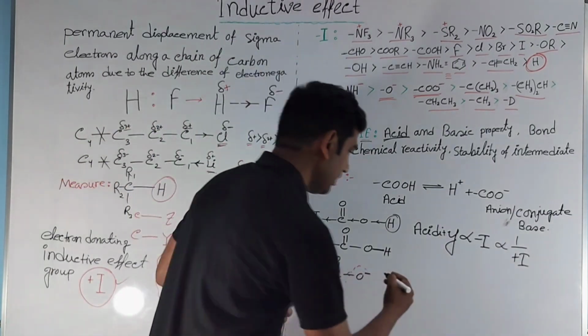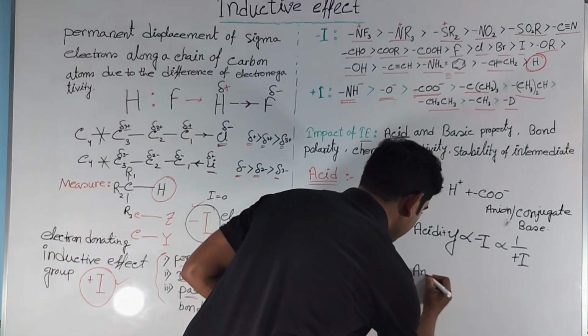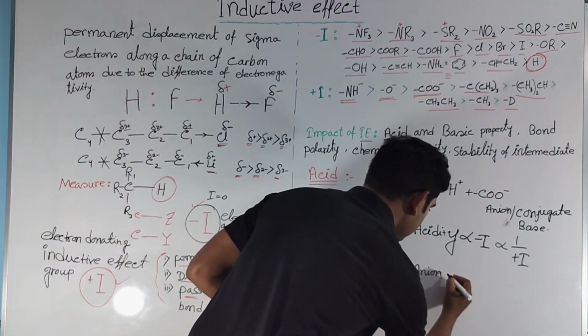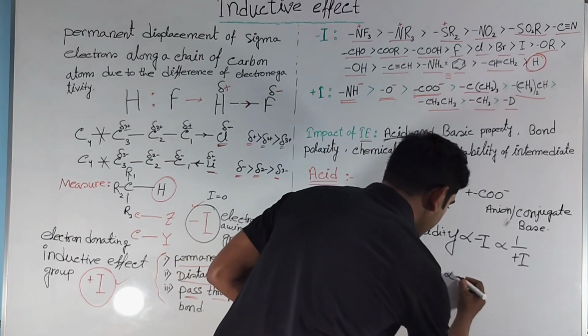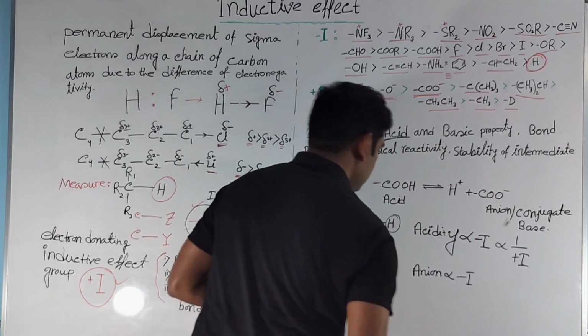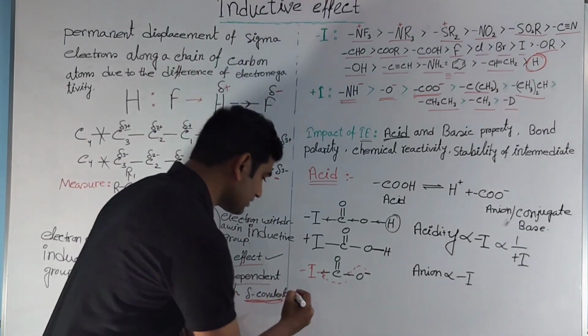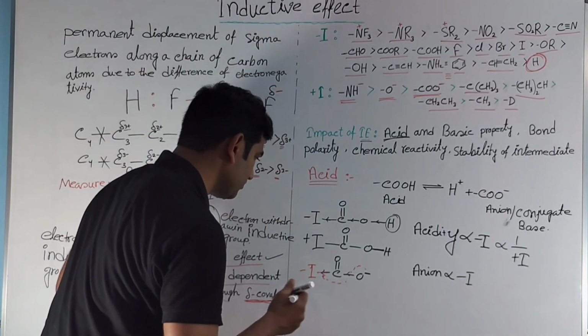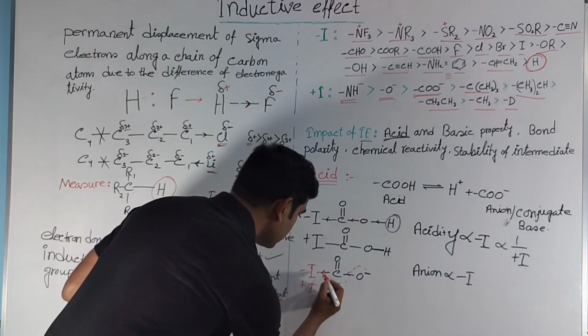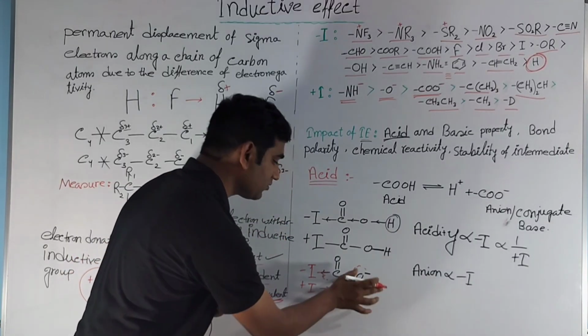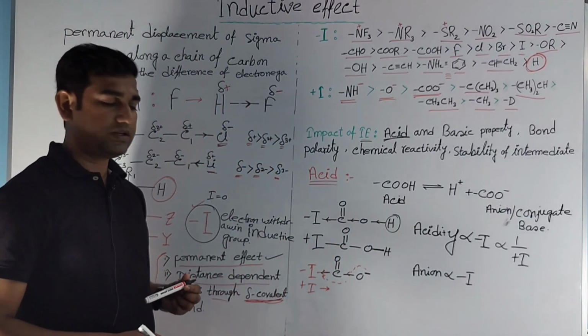So anion stability is directly proportional to the minus I group. Suppose any plus I group is there, plus I group means it pushes the electron to the negative charge.